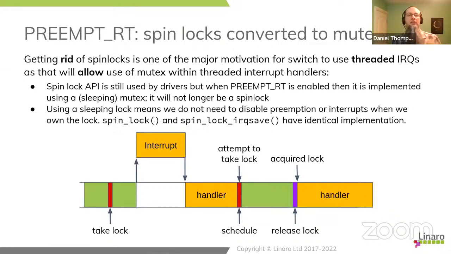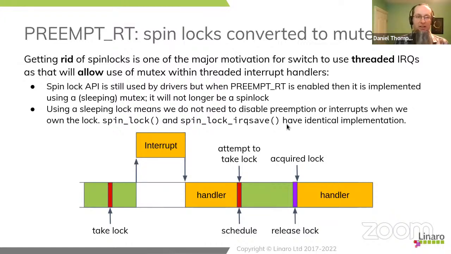Now, when I say converted to mutex, we're not changing the API, because that would have a massive, massive impact on drivers. What we're doing is taking the spin lock API, so you still call spin_lock, but the implementation under the covers is actually taking a sleeping mutex. And it also means that spin lock and spin lock IRQ save do identical things, because there's no need to mask interrupts at this stage.